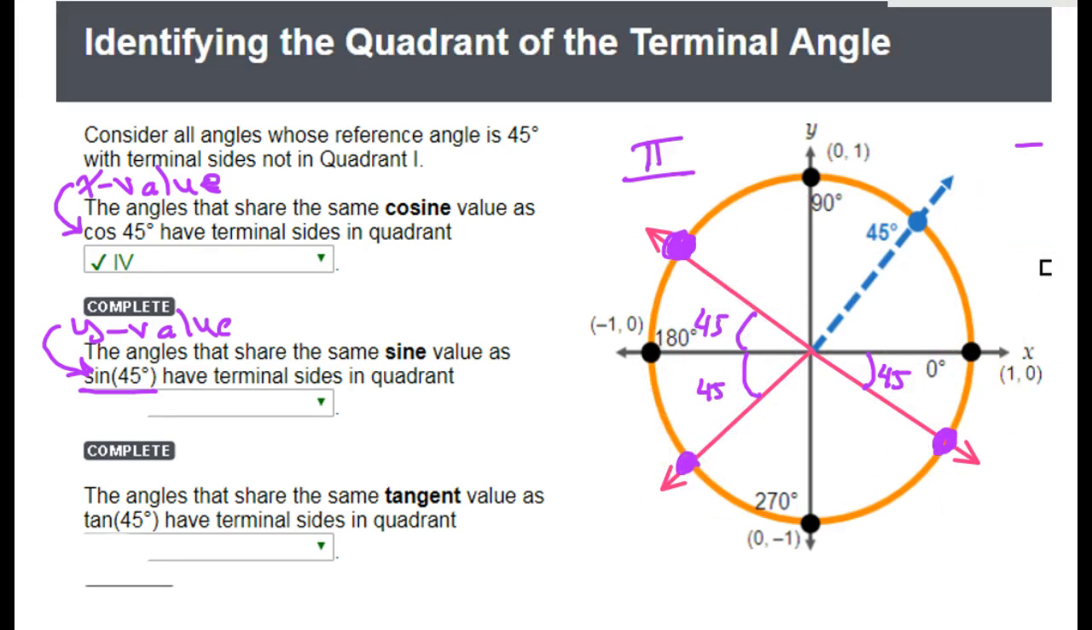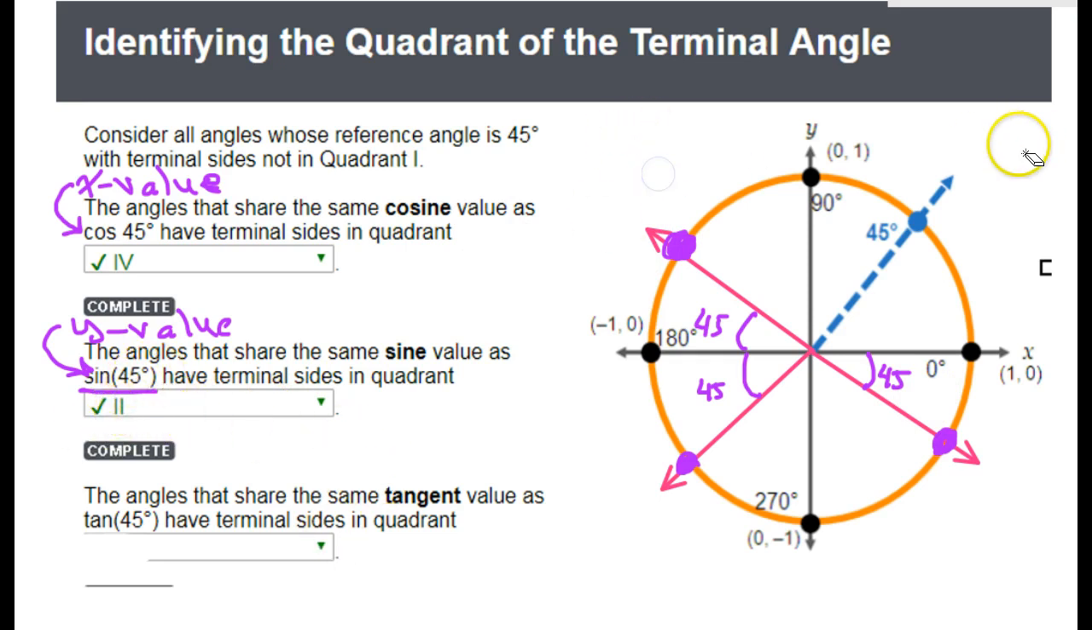Will this point have the same y value? No. The original point is up, this one's down. Those will be different y values. Okay, what about this one? Will these have the same y value? No. This is high, this is low. This is positive, this is negative. So it's only going to be quadrant 2. That's why the answer to this one is quadrant 2.